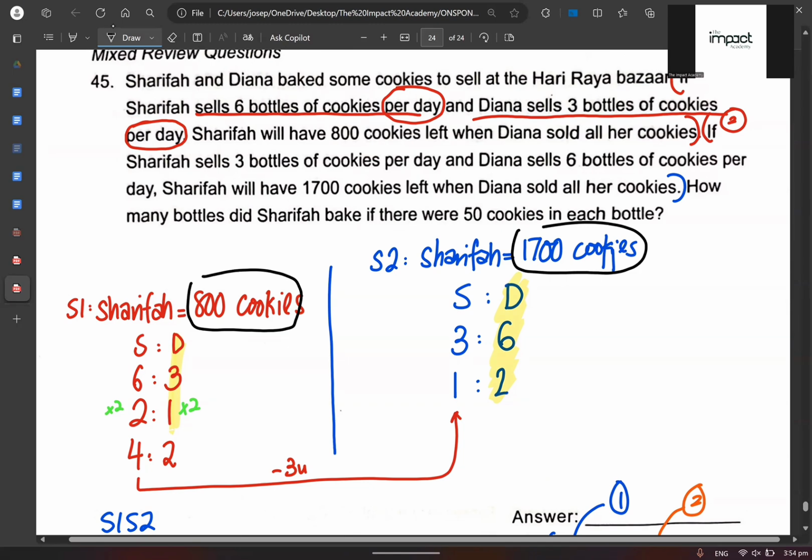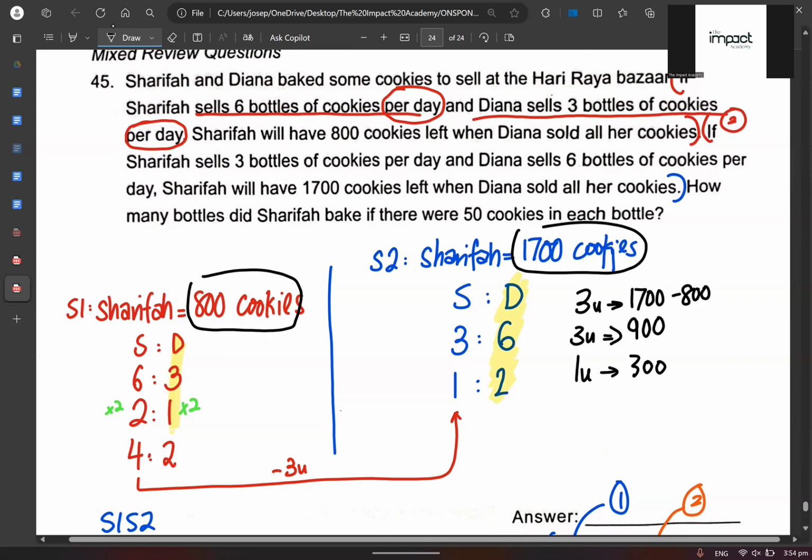Okay, all right. So in that situation, we're going to have 3 units. It's basically 1700 minus 800. 3 units is actually equal to how much? 900. So we always want to get to our 1 unit, which is 300, first. Am I making sense?